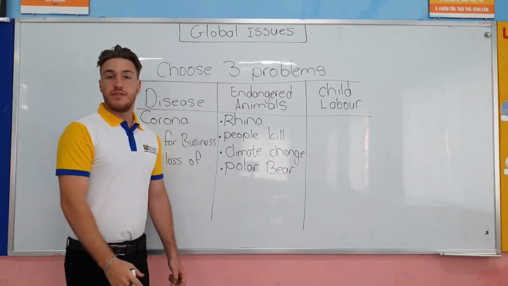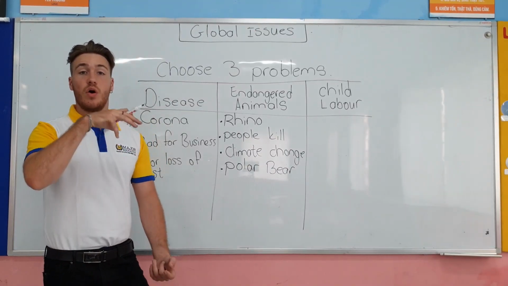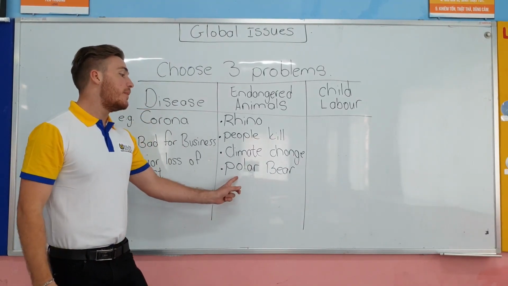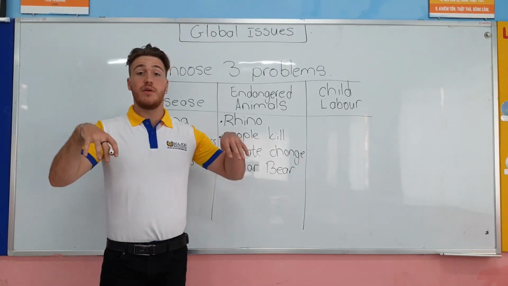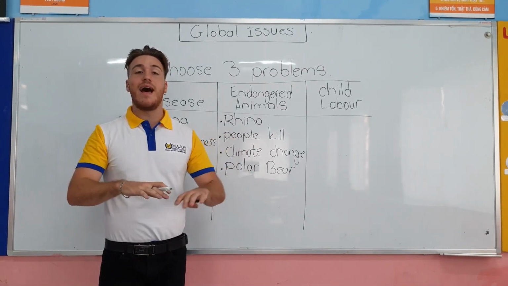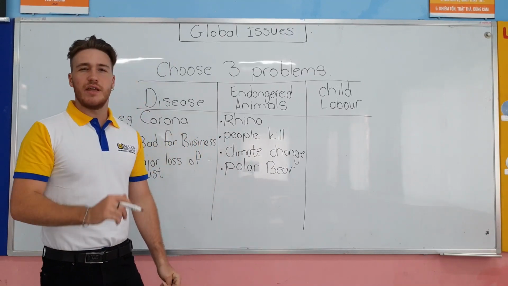Because of the snow melting and the ice melting in the North and South Pole, the polar bears have nowhere to go. They have nowhere to live because they cannot swim. They need land to live, and it is very dangerous for their lives.